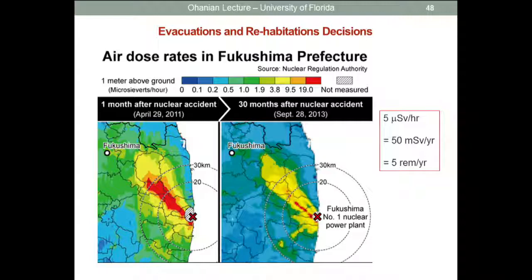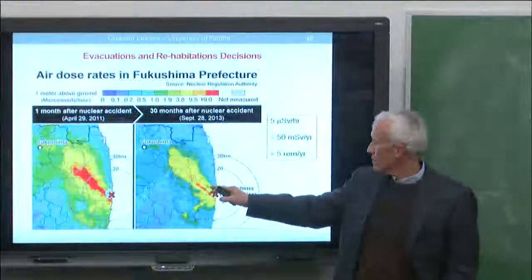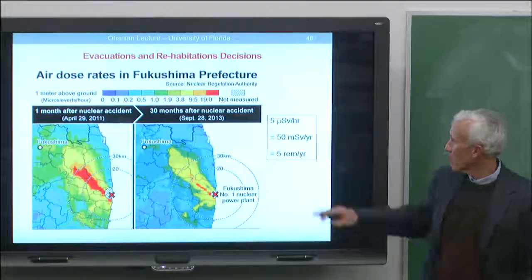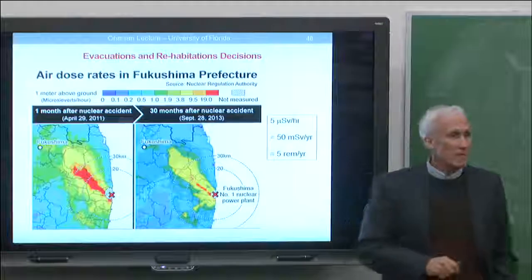All right, I'm going to not spend much time talking about dose rates. They've come down tremendously, but still we are talking about dose rates in the vicinity of the Fukushima reactor that, at least from what I see, are roughly 5 rem per year.